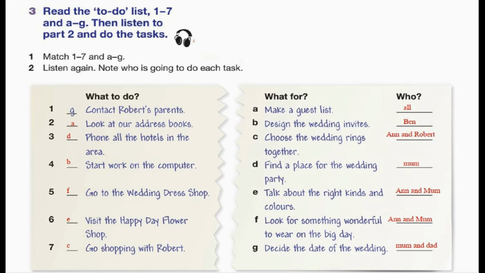And then what about phoning all the hotels in town? We'll need to do that in order to find a place for the wedding party, won't we? And I think I should be the one who does that. And I can start work on the computer to design the wedding invites. Good idea. And Anne, you and I should go to the wedding dress shop in order to look for something wonderful to wear on the big day. And another thing, Mum, you and I will have to visit the Happy Day flower shop. Yes, you're right. We'll need to do that to talk about the right kinds of flowers and the right colours. And then finally, I have to go shopping with Robert. What's that for? That's to choose our wedding rings together, of course.